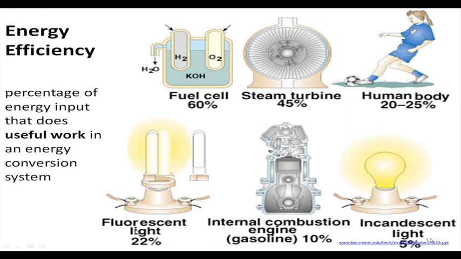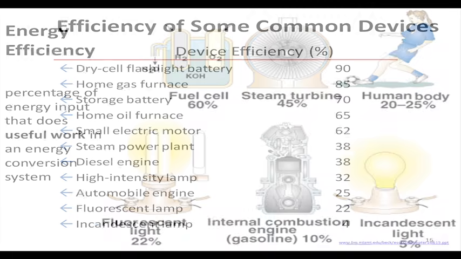The fluorescent light that we use in our home is only 22%. The incandescent light, the old bulbs that we used to use, is only 5%. An internal combustion engine is 10%, the human body around 20 to 25%. So as an engineer, there is a lot of scope for us to improve these efficiencies. If you improve these efficiencies, of course it will help in our sustainability goals.